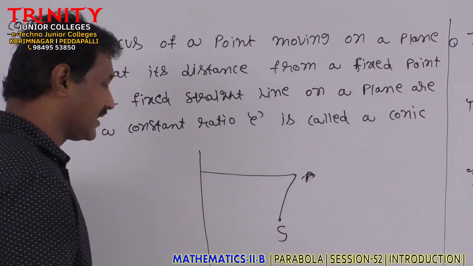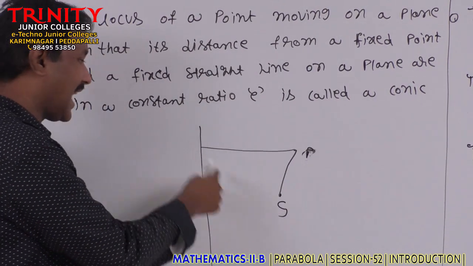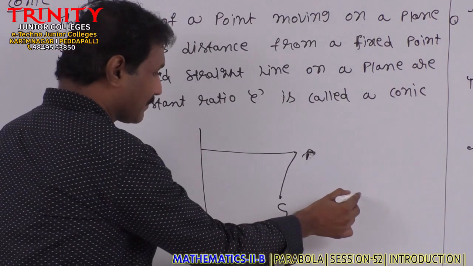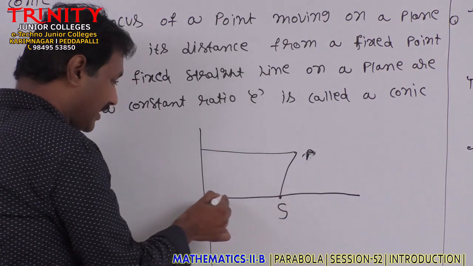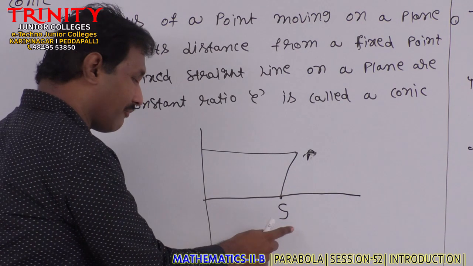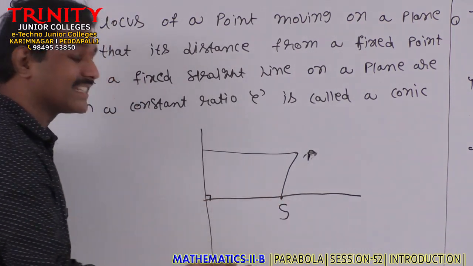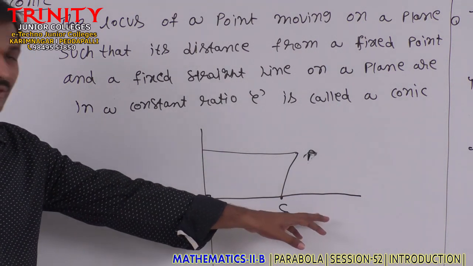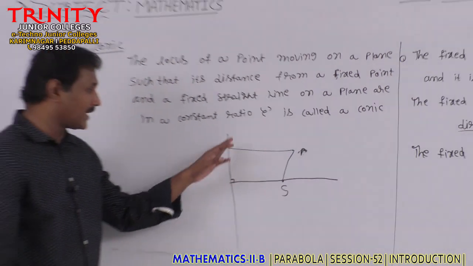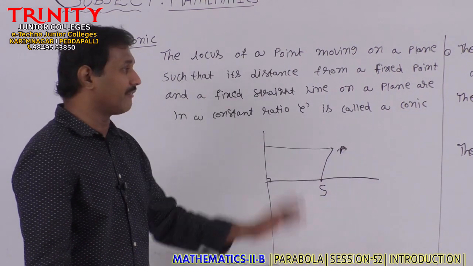We draw a line that passes through the focus and is perpendicular to the directrix. A line which passes through the focus and is perpendicular to the directrix is called the axis of the conic. This is the definition of the conic.